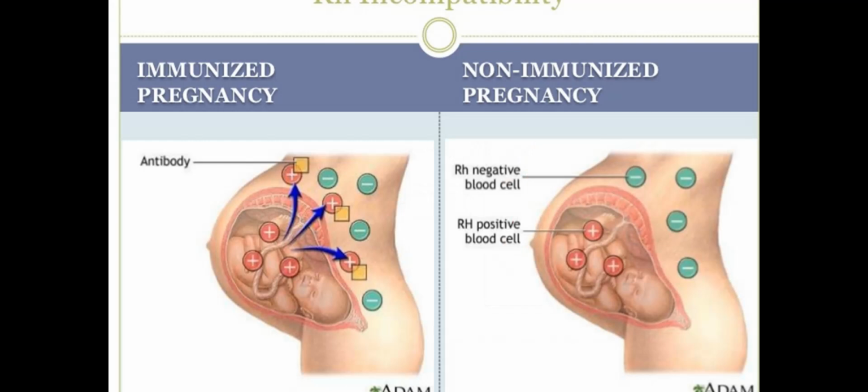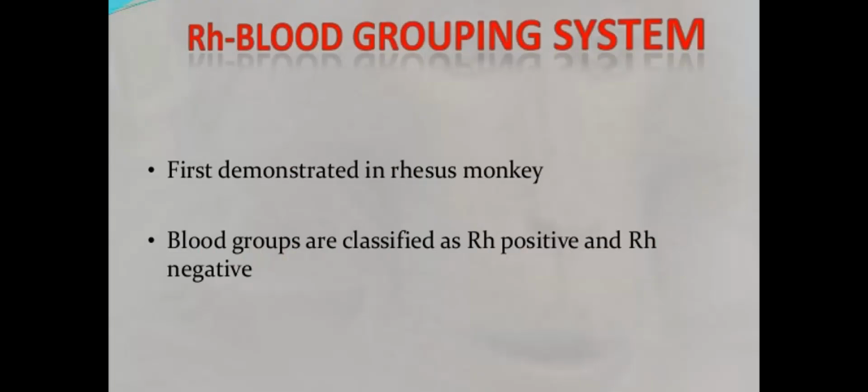Now this is the picture that is showing an immunized pregnancy and a non-immunized pregnancy. In this immunized pregnancy, there are antibodies formed that will act on the fetus. Now what is the RH blood grouping system? It was first demonstrated in rhesus monkeys. This blood group is classified as RH positive or RH negative.